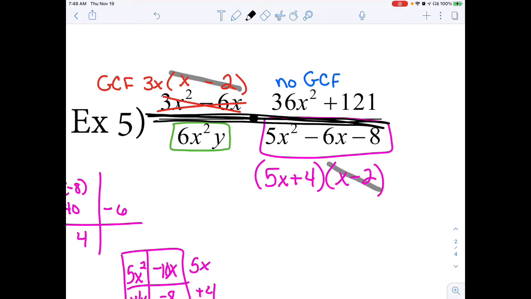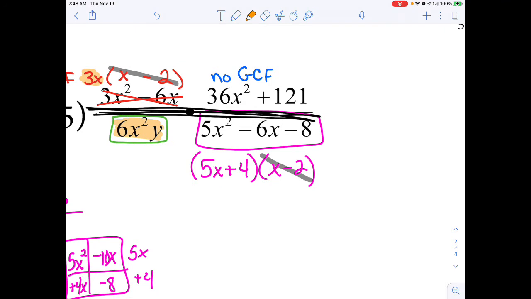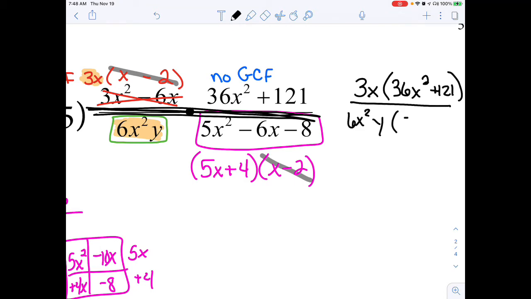Now, I'm going to highlight the monomials because sometimes this is hard for kids to see. See this 3x and this 6x squared with the y? Those are going to divide. So I'm going to rewrite it because it's really jumbled together. I'm going to bring everything on the top over that I didn't cancel. I didn't cancel my 3x yet. I didn't touch my 36x squared plus 121. I'm going to put it in parentheses. And on the bottom, I'm going to carry over my 6x squared y and my 5x plus 4.